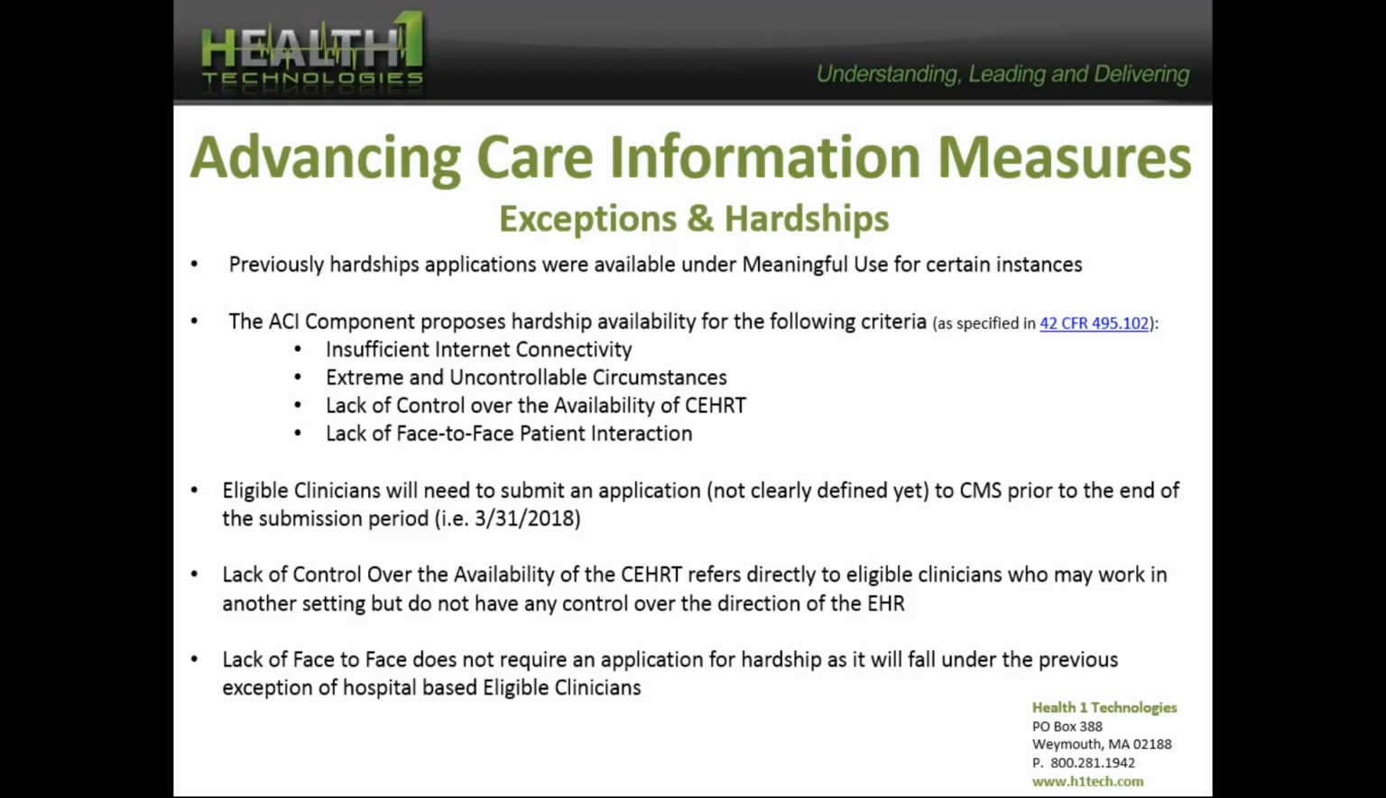The way the hardship's going to work, in previous years under meaningful use, you had to file a hardship by, usually sometime in July. They're actually extending that, so the hardship won't have to be filed until we're submitting our data. At that point in time, if you are somebody that falls into the category of insufficient internet connectivity, extreme circumstances, you have a massive fire or flood or something like that in your business, then you would file that hardship prior to March 31st of 2018. I don't know what that application is going to look like yet. Typically in the past, it has just been something that you can download from the CMS website, complete, and then send it in.